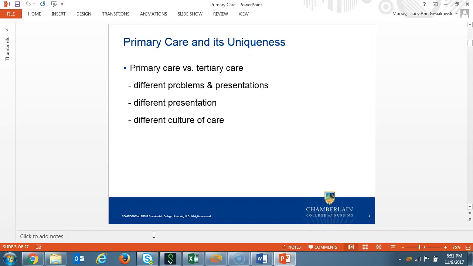As you'll soon find, primary care is a new world with a different set of problems to be solved, different kinds of constraints and choices, and a different culture of care.